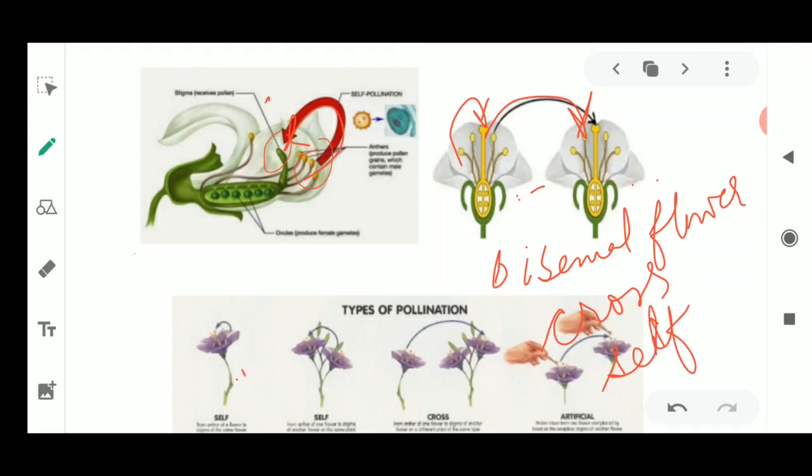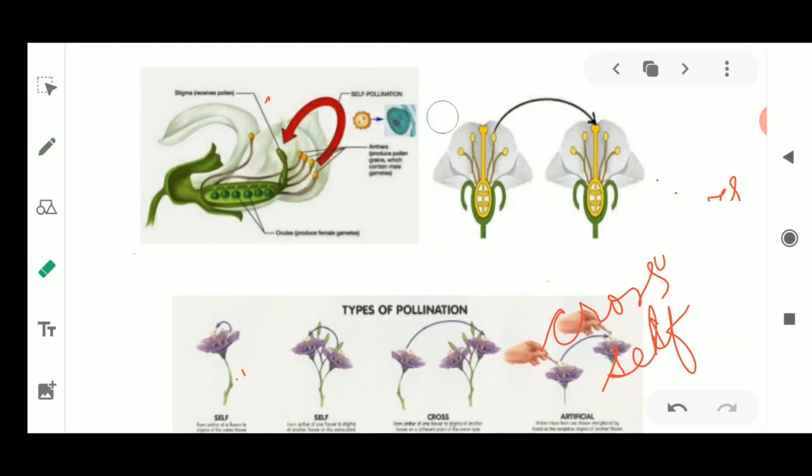But in a unisexual flower, only one possibility is there, that is cross pollination, because the anther, the stamen, and the pistils are present on different flowers. Even the plant could be different. Some flowers have the male reproductive organ, whereas other flowers have the female reproductive organs. So if they are going to cross, they could be present on the same plant or on a different plant. That is why cross pollination always happens in unisexual flowers, like papaya and watermelon.